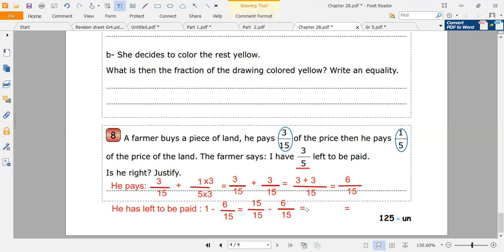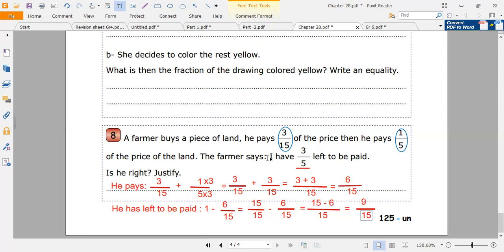Now we subtract the numerators and we keep the denominator. 15 minus 6 over 15. 15 minus 6 is equal to 9. So we get 9/15. Is he right?